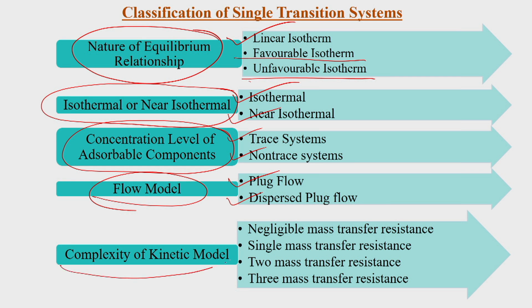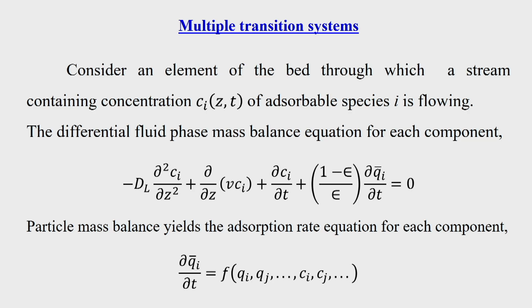Then, in terms of the complexity of the kinetic model, we have these 4 different types: negligible mass transfer resistance, single mass transfer resistance, 2 mass transfer resistances, and then 3 mass transfer resistances. So, all these 4 different types of complex kinetic models are present. Now, we will be discussing the multiple transition system.